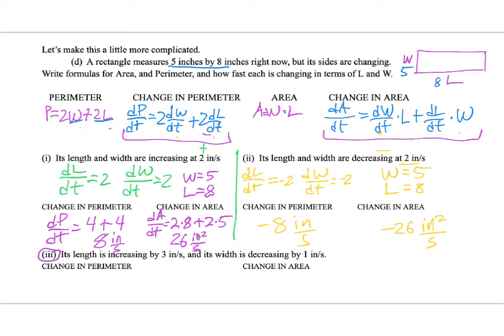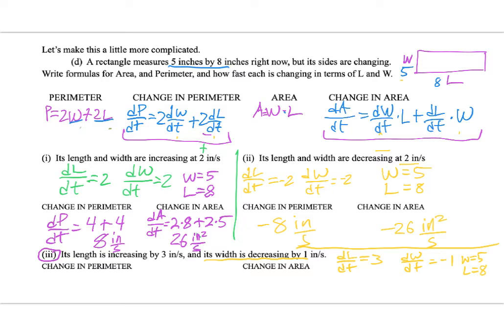For the last part, now we are increasing its length by 3, so dL/dt is going to be 3, and its width is decreasing by 1, so dW/dt is going to be negative 1. Based on my values of W equals 5 and L equals 8, we're going to get certain values in this problem. You might get different values depending if you switch those around. We'll talk about those again when we get to the area part.